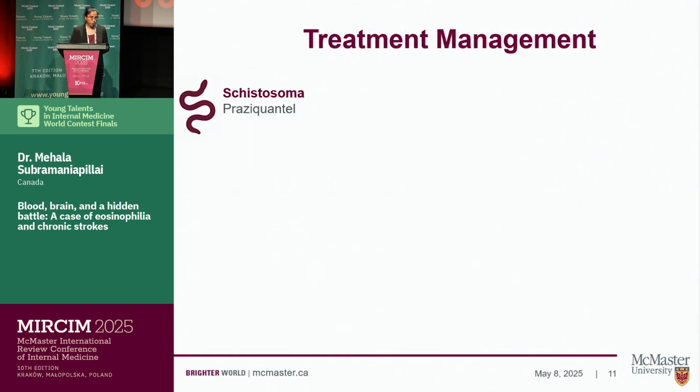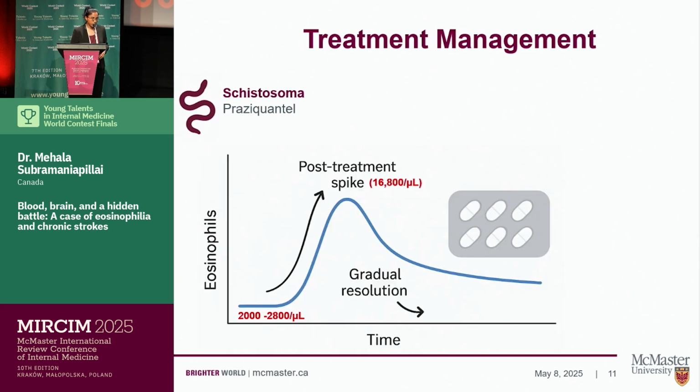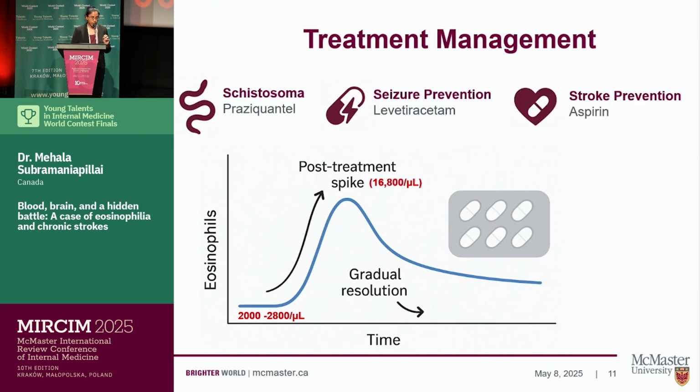So John was treated with praziquantel, and his eosinophil levels initially spiked, as expected, due to the immune system reacting to the parasites dying off, and then it leveled off. He was also started on Keppra for seizure prevention, and then aspirin to prevent future stroke risk.